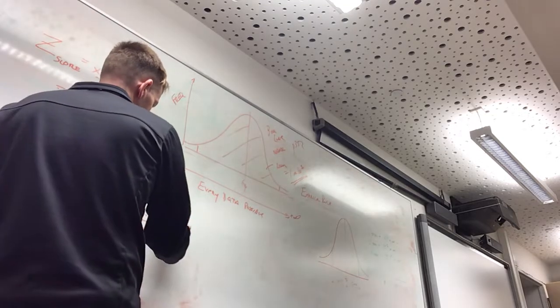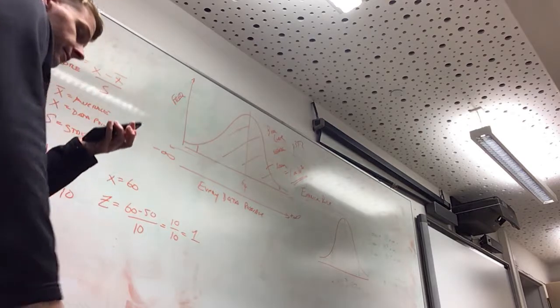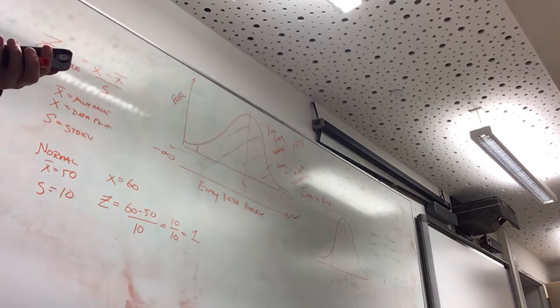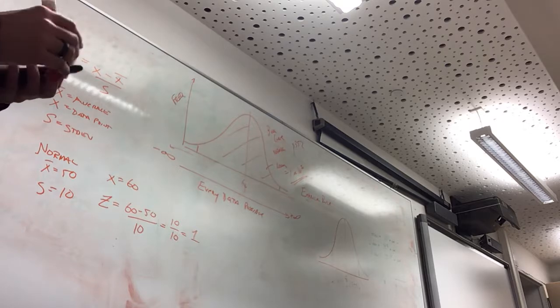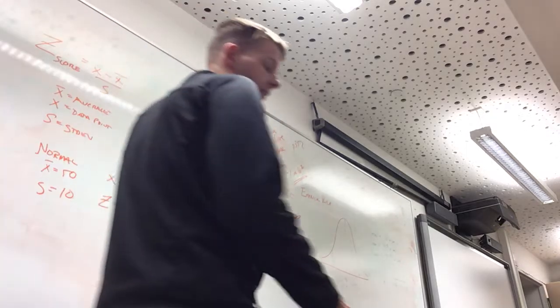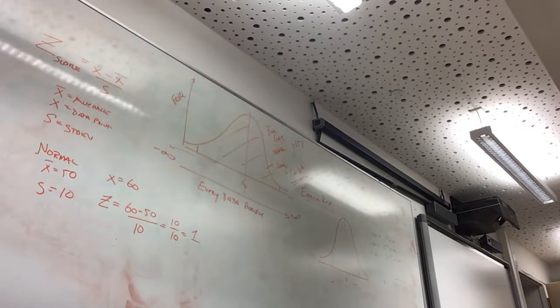60 minus 50 is 10. 10 over 10 is equal to 1. So that standard deviation number, 10, that is where we would have gotten from the table. Exactly right. Which has always been a whole number so far in all of our equations, just making it easy.